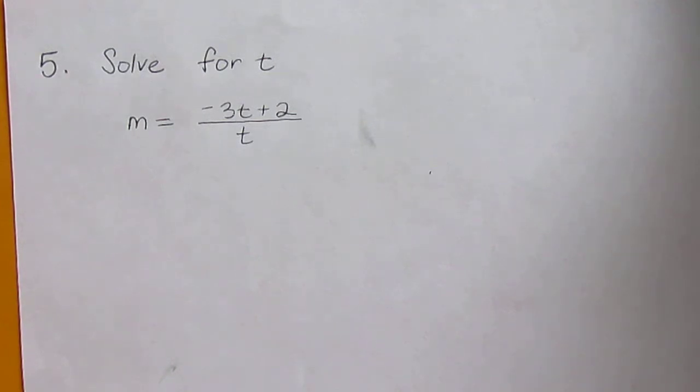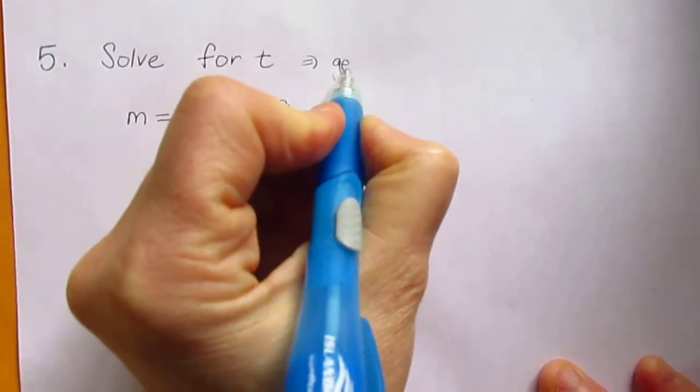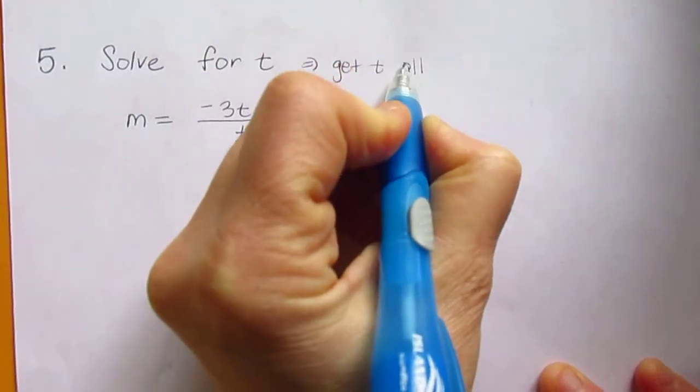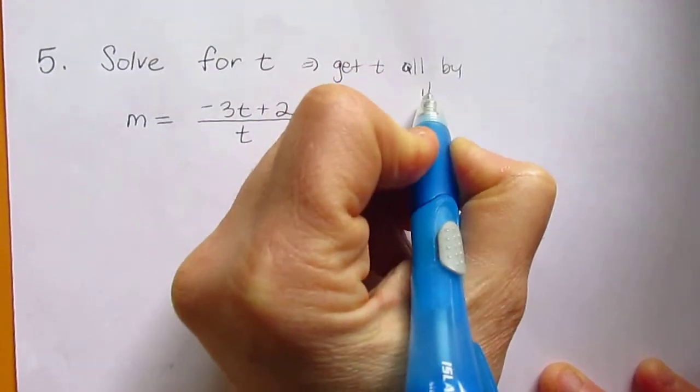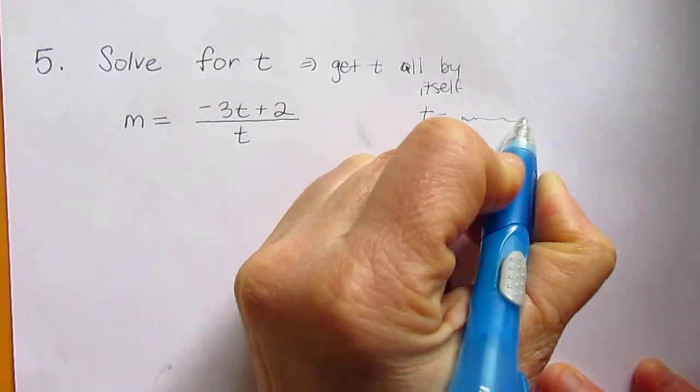So we have a formula, m equals negative 3t plus 2, all divided by t, and we're asked to solve for t. So basically when we solve for t, we have to get t by itself. So we have the form t equals blah, blah, blah, something.